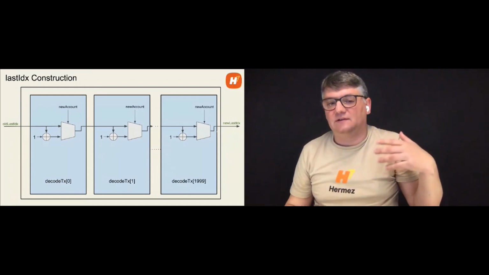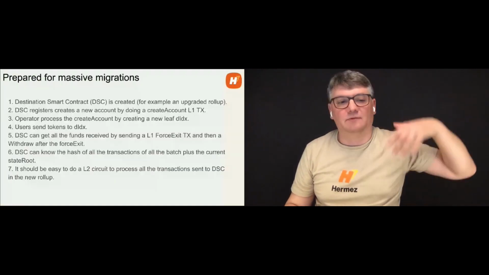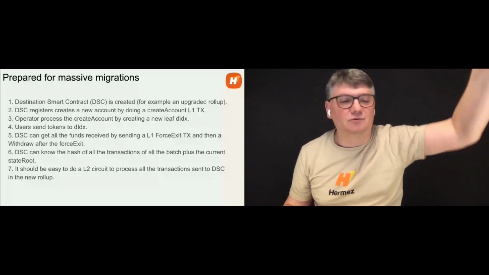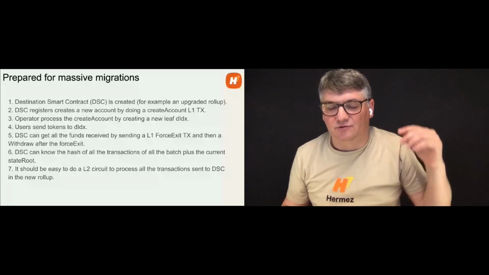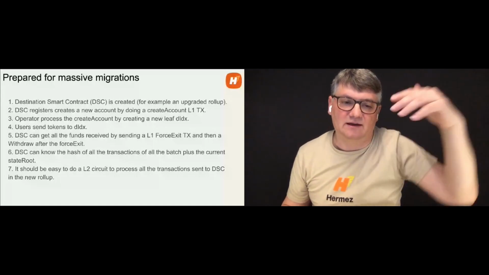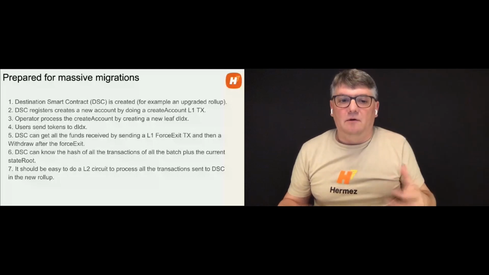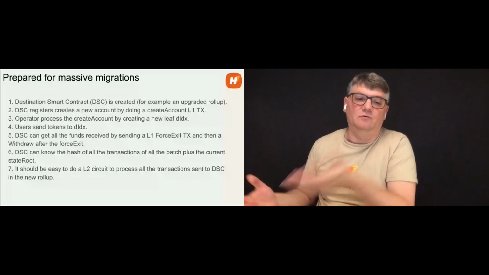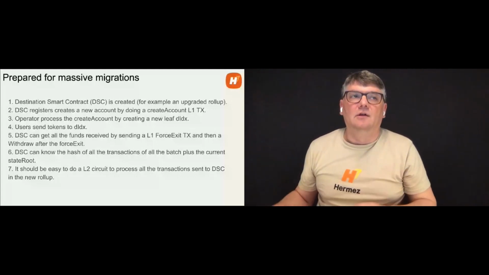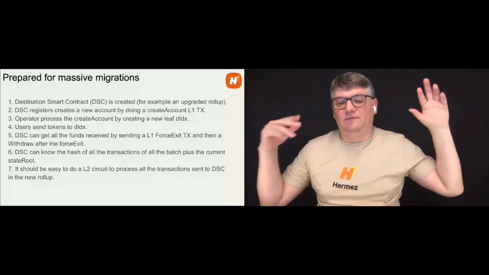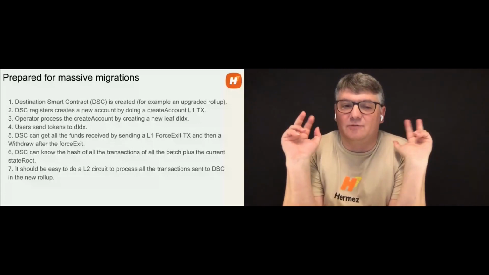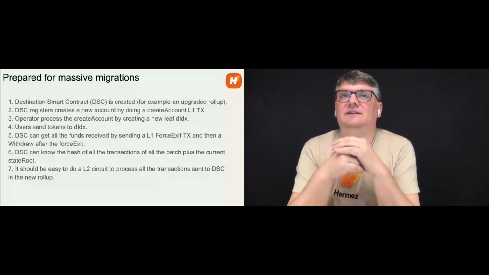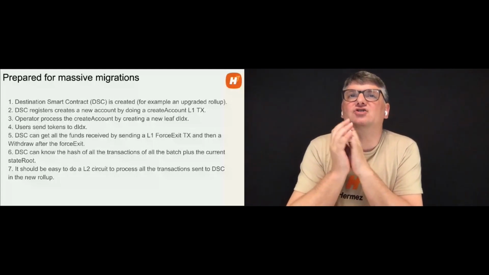Imagine that there is a new version, Hermez 2, or a Uniswap layer 2 or something like that. There is another layer 2. Let's think, for example, of Hermez 2. Layer 1 is already decentralized, and we want people to move to layer 2 in a massive way. So what we do is create this destination smart contract, which we abbreviate as DSC.